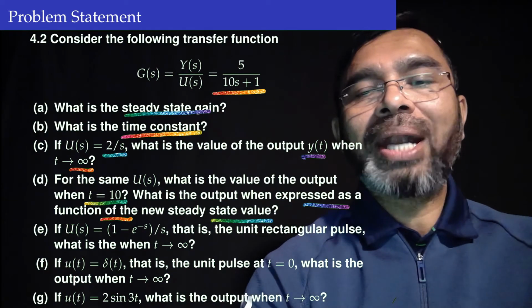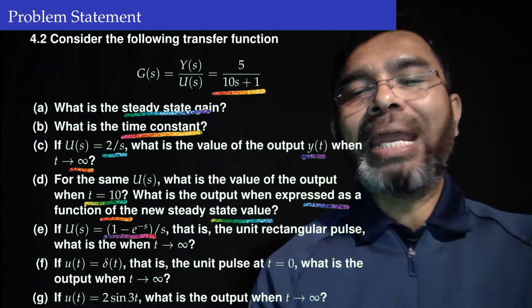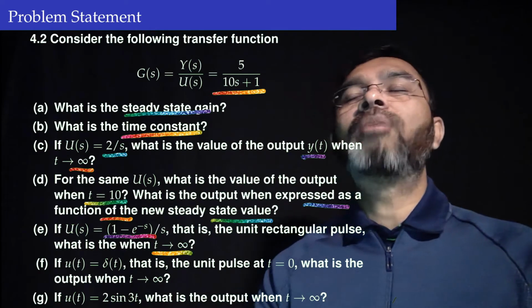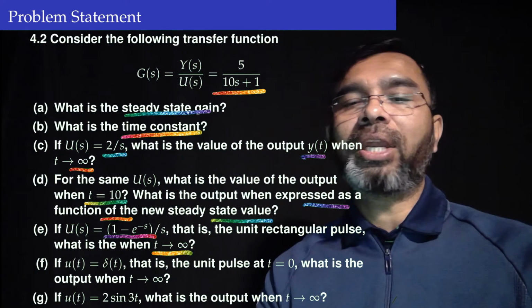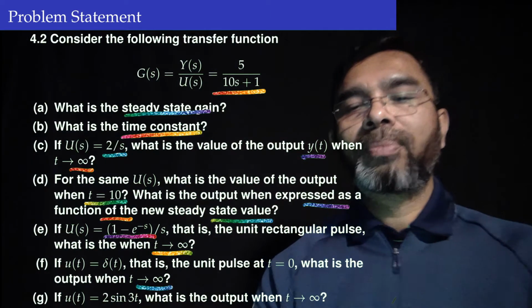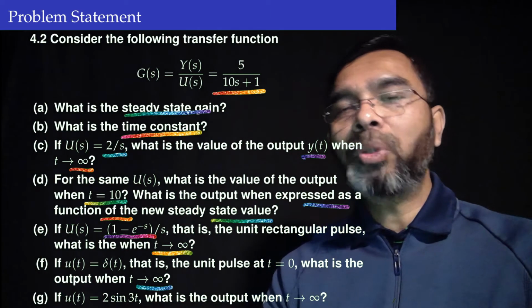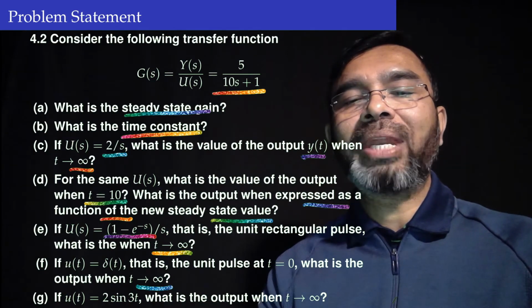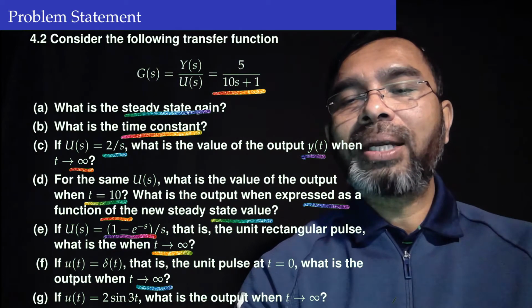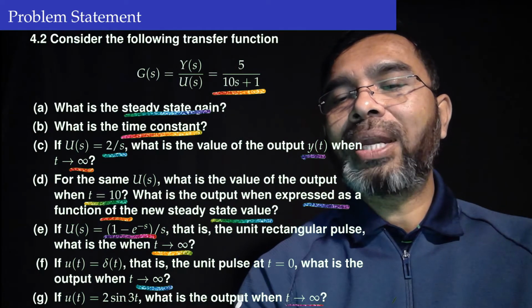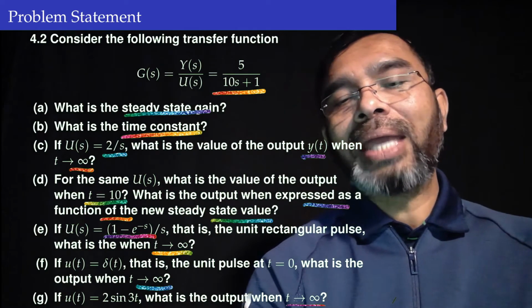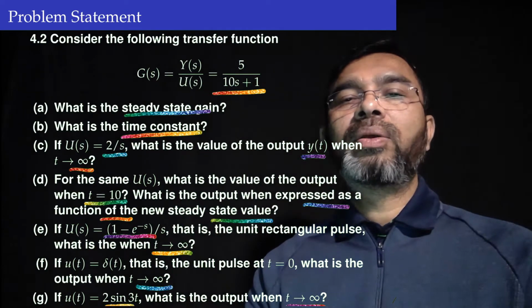Part E gives another input signal, which is a pulse type of input, and asks you to find the value of the output when t goes to infinity. Part F is a similar problem, however for a different type of input, an impulse input given by u(t) equals delta(t). And then the final part again asks you to find the value of the output at t equals infinity for a sinusoidal input signal.